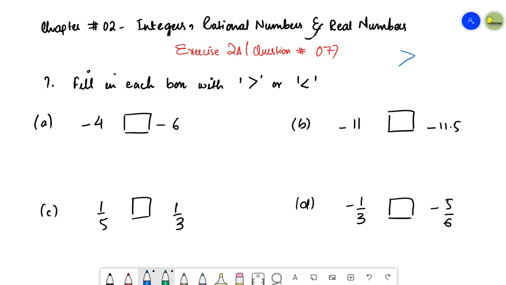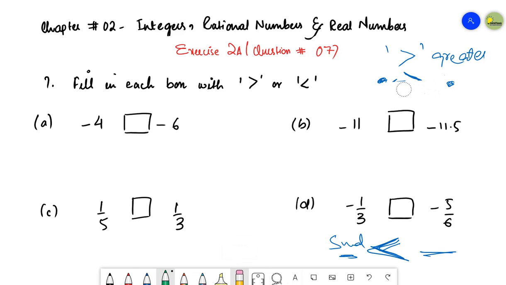If we have to write this symbol, this is called greater than. You have to write this symbol when you find that the first number is greater or bigger than the second one, then you write the greater than symbol, that this one is bigger. And you have to write the less than symbol when you feel that the first number is smaller than the second one. So you will say that this first number is less than this. So these are the two symbols that you have to use in this question.